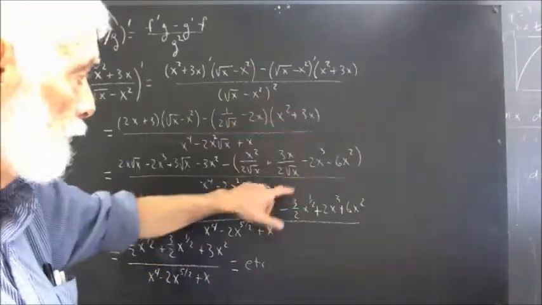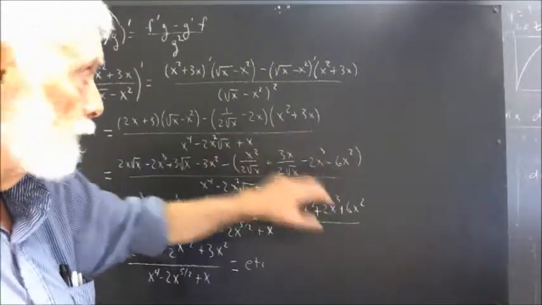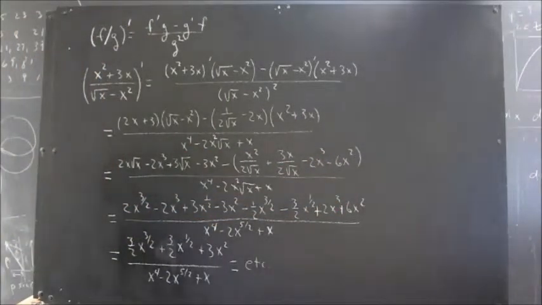2x times x squared is 2x cubed, and it'll be minus. And 2x times 3x is 6x squared. That will also be minus. So all these terms come out just fine.